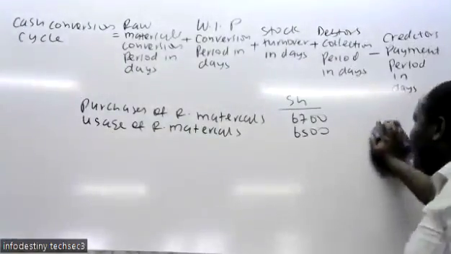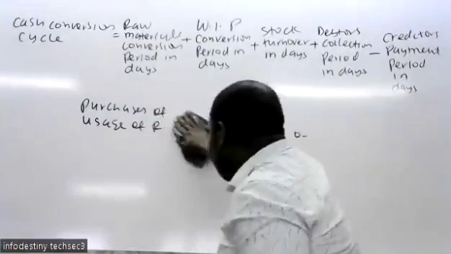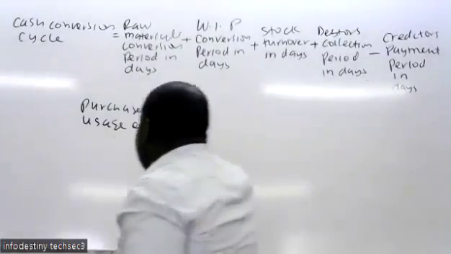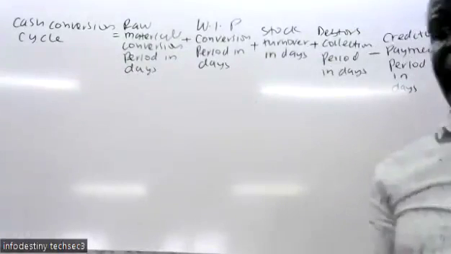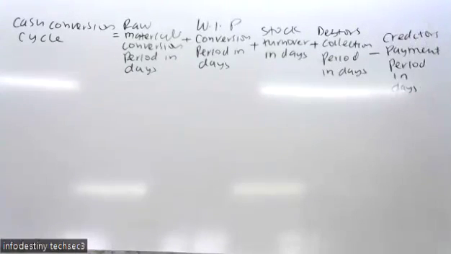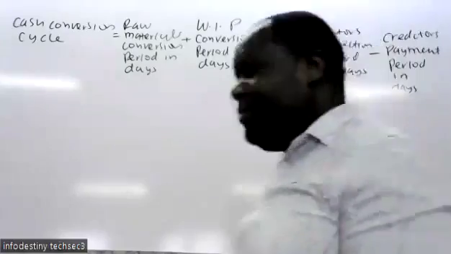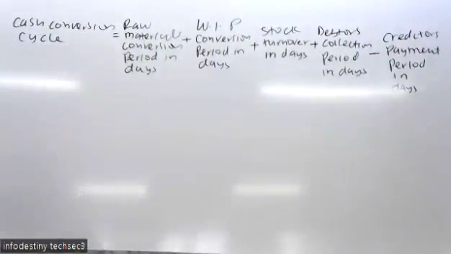So let us now see how to prepare the length. We use that formula. The formula is raw material conversion period in days, you add work in progress conversion period in days, you add the stock turnover in days. We also add debtors collection period in days, then we minus the creditors payment period in days. So what you do, we summarize it this way.